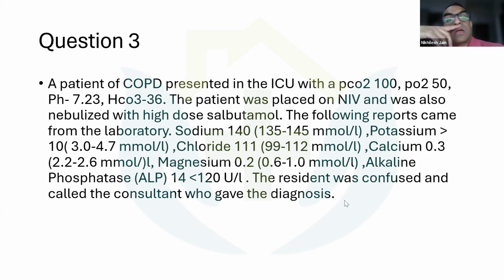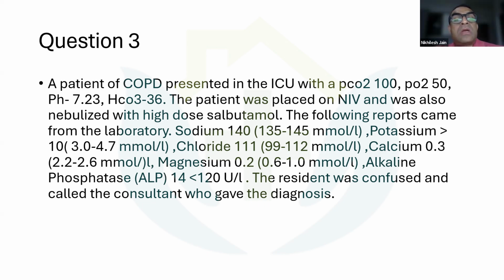Okay. So here you have a patient of COPD who presented in this ICU with a PCO2 of 100, PO2 of 50, pH of 7.23 and bicarb of 36. So you can very well appreciate that there's a respiratory acidosis for which there's a compensatory metabolic alkalosis happening there. Now the patient was placed on NIV and was also nebulized with a high dose of salbutamol. So the following reports came from the lab.